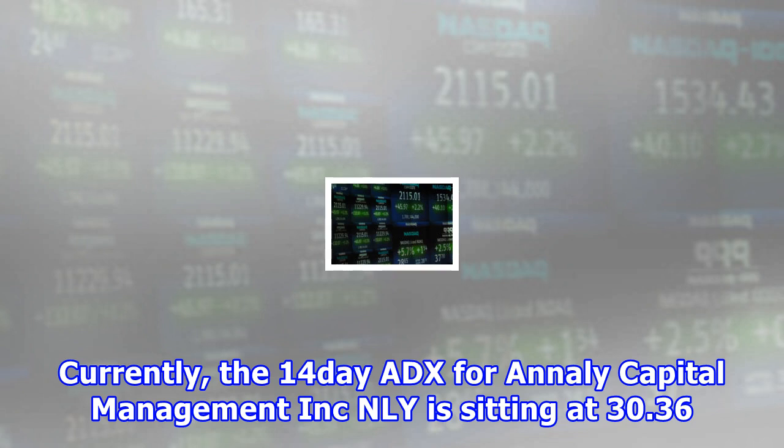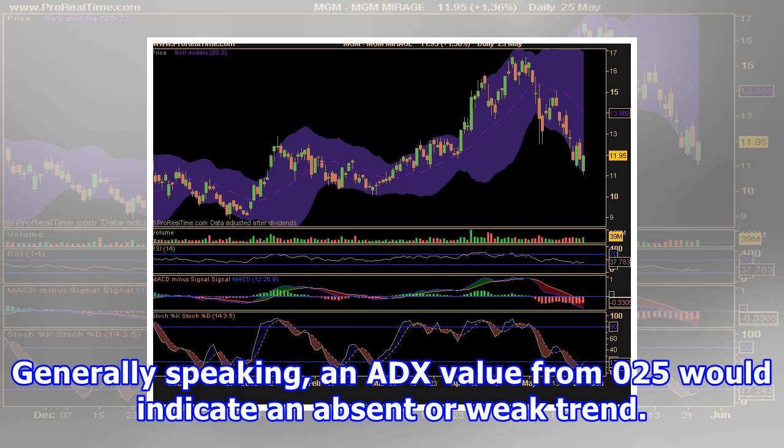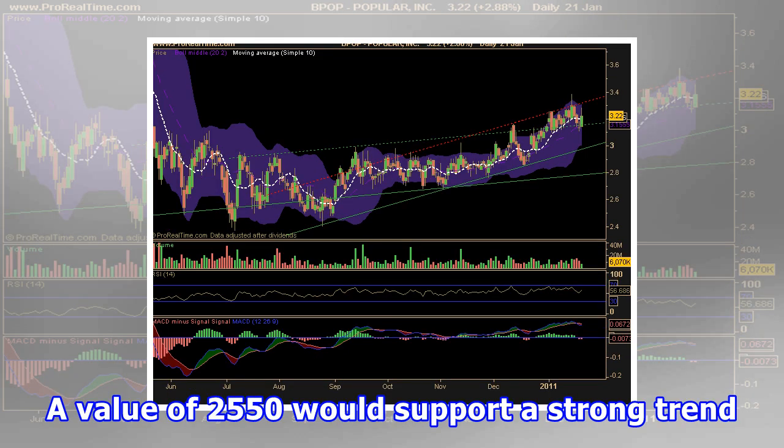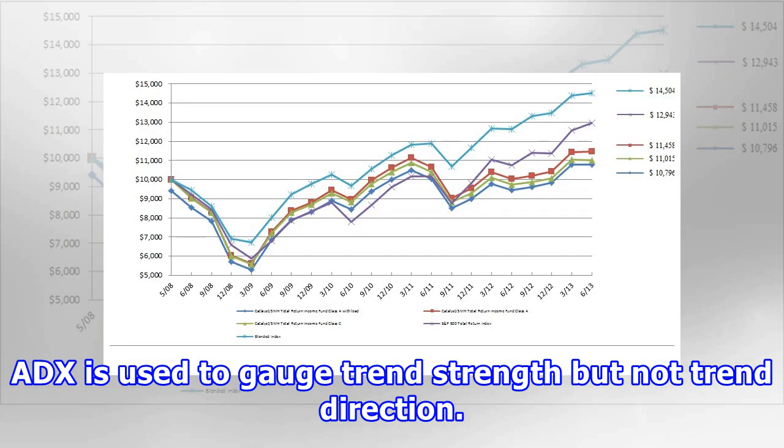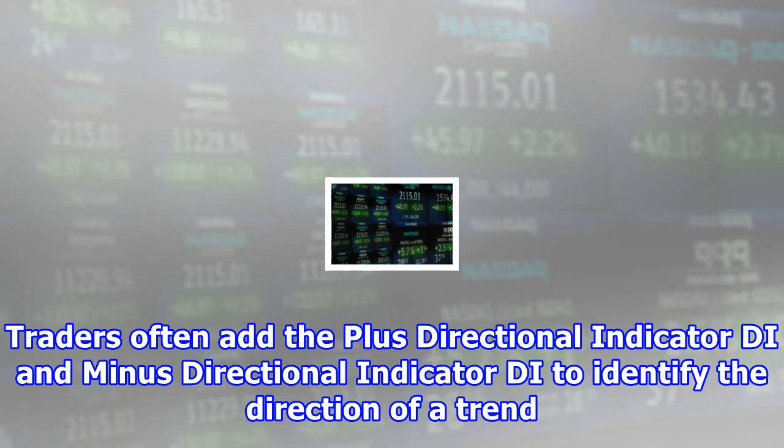Currently, the 14-day ADX for NLY Capital Management Inc NLY is sitting at 30.36. Generally speaking, an ADX value from 0-25 would indicate an absent or weak trend. A value of 25-50 would support a strong trend. A value of 50-75 would identify a very strong trend, and a value of 75-100 would lead to an extremely strong trend. ADX is used to gauge trend strength but not trend direction. Traders often add the plus directional indicator (+DI) and minus directional indicator (-DI) to identify the direction of a trend.